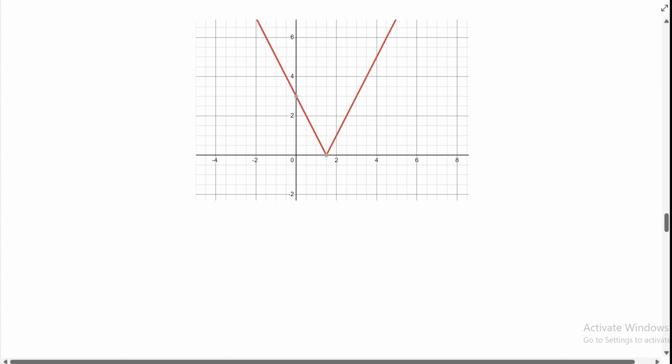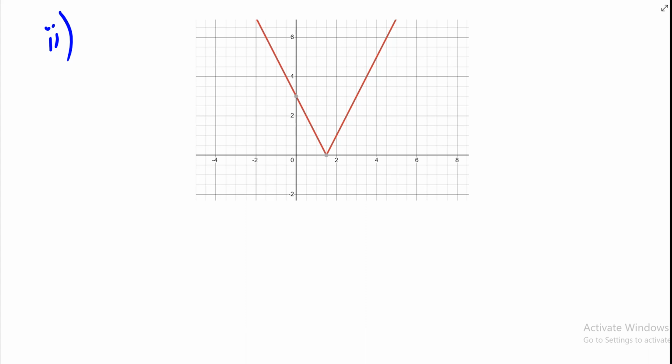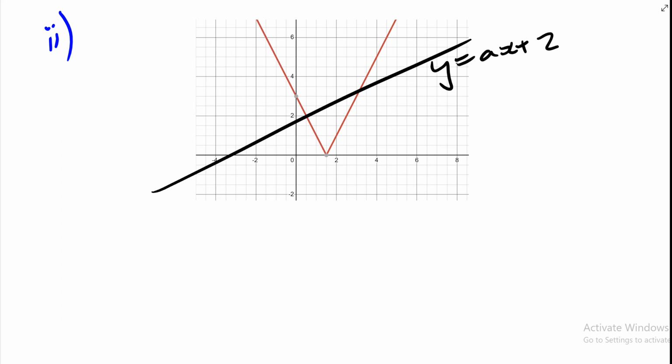Alright, now on to B part 2. Okay, so again, it's talking about the line y equals ax plus 2, and it says there must be 2 points of intersection. It's saying what would the points of intersection be? What would these x values be in terms of a?